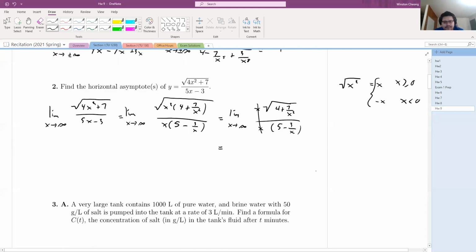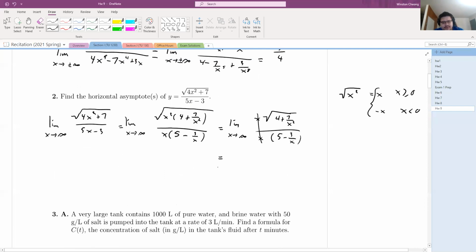So I want to save a bit of space because I don't really have that much space. Let me just evaluate at this point. So this will just be square root of 4 over 5, which is going to be 2 over 5. Okay, so that is one of the horizontal asymptotes. If you approach x equals positive infinity, you get y equals 2 over 5. Then you basically have to do the same thing for the other side.